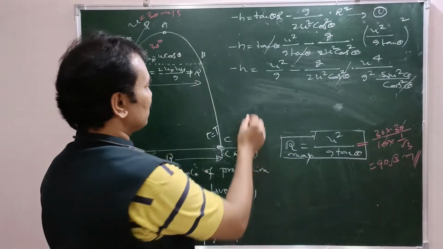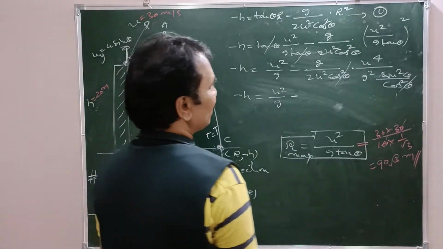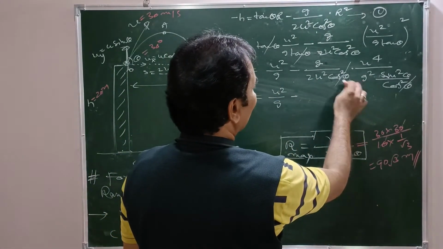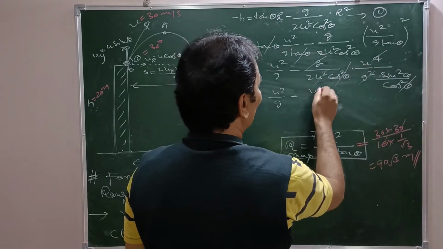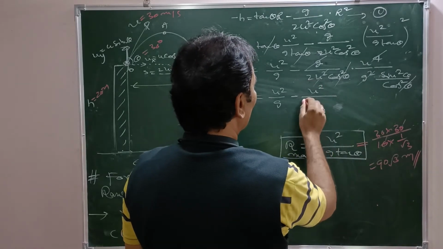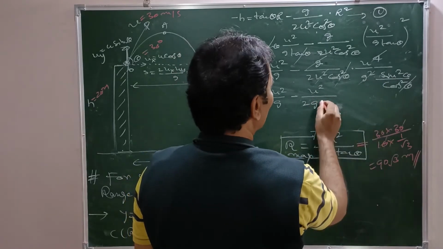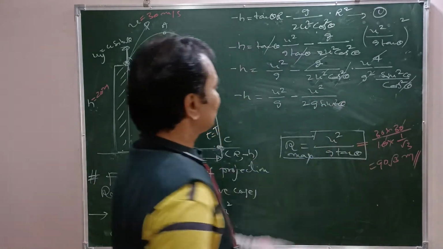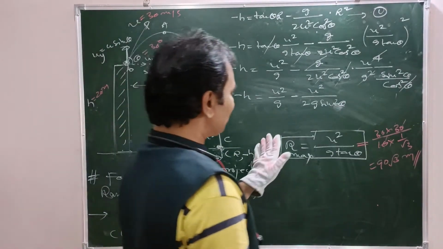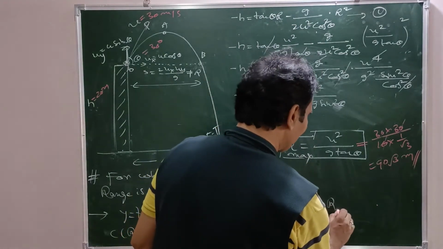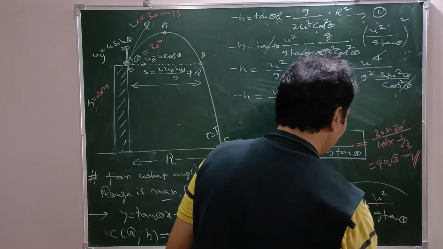That is minus h equals u square by g minus, here g by g square means g cancels, u power 4 by u square, so in the numerator we are left with u square by 2g into sin square theta, that is u square by 2g sin square theta. Am I right? Now make it the subject. So what is R max? R max equals u square by g tan theta, right?